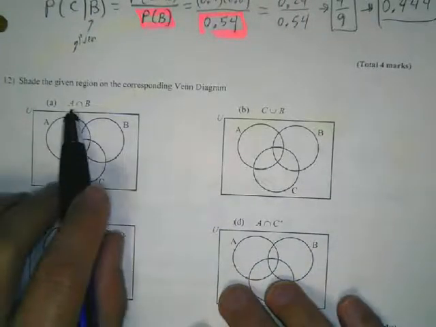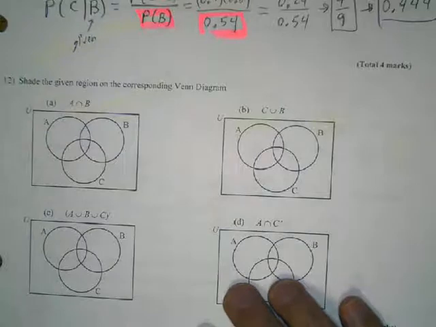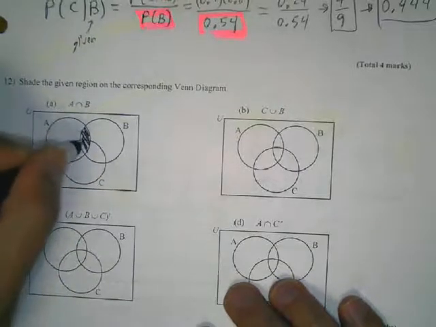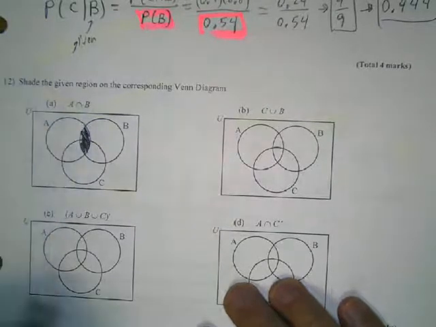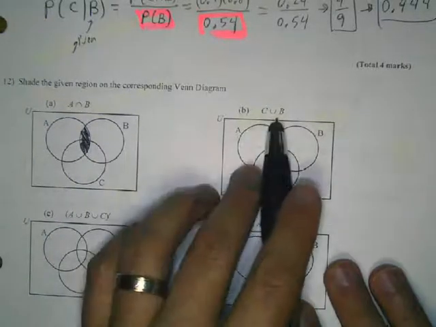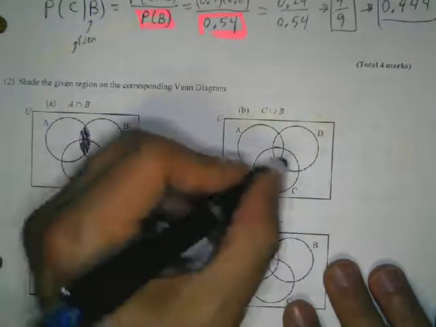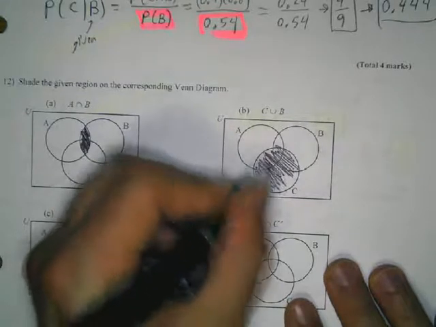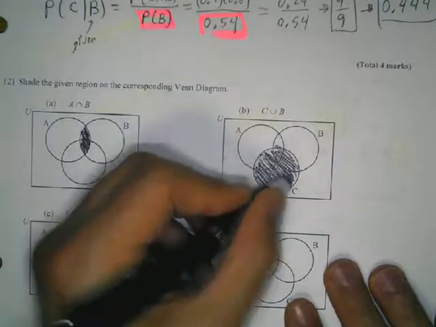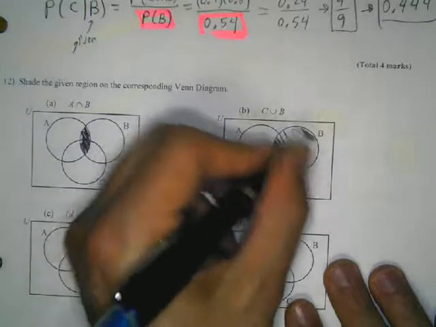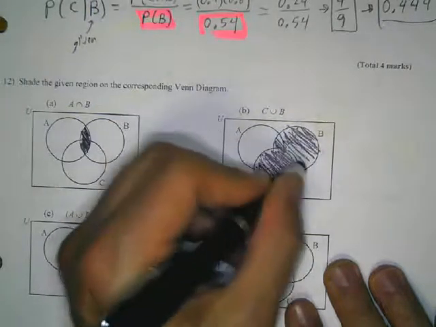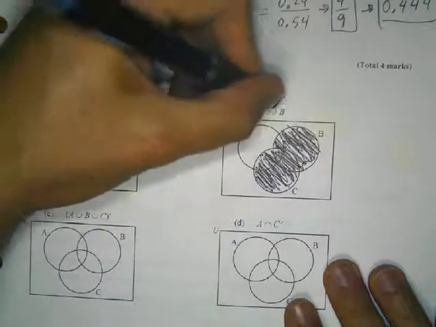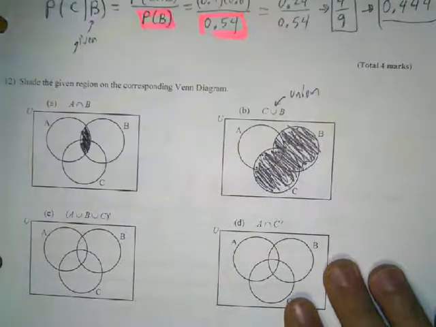Okay, let's do some shading now. Okay, so this is the intersection of A and B. So here's circle A, here's circle B. That's the intersection of the two. Okay, the union of C and B. So here's C, and here's B. Okay, this means union. This means intersection.